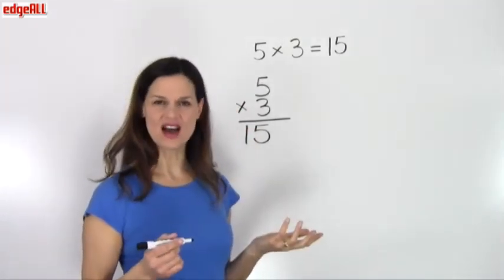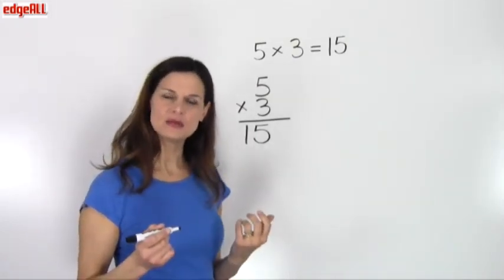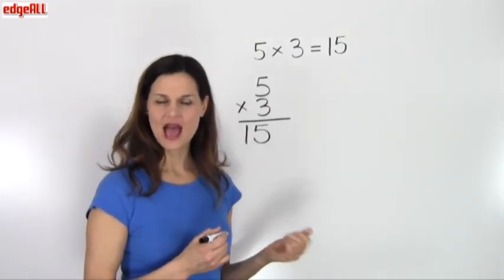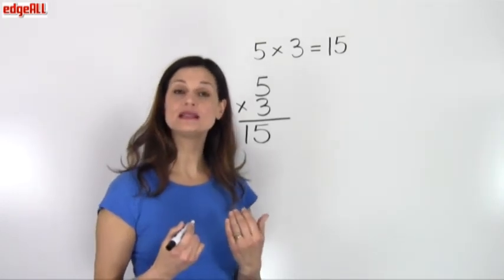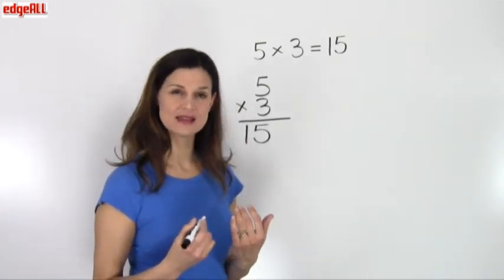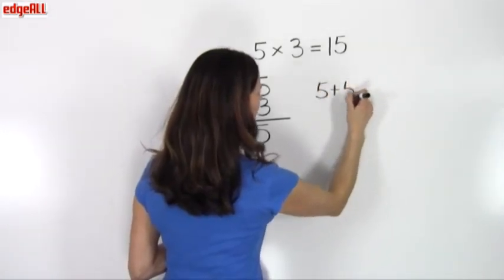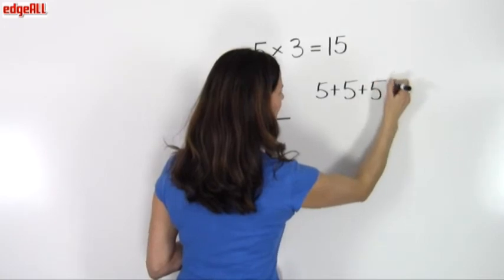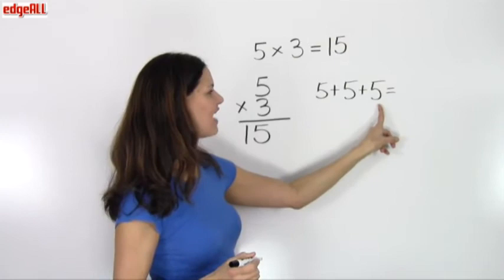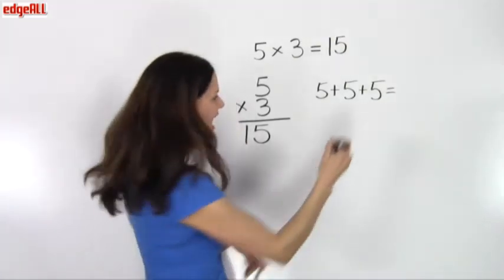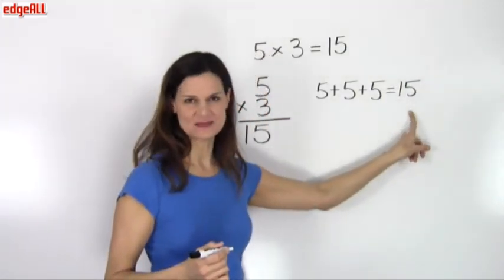Multiplication can also be thought of or worked on using addition. And so if I have a problem like 5 times 3, I could also think of it as 5 added to itself 3 times. So I can say 5 plus 5 plus 5. And I will get my answer. 5 plus 5 is 10. And then add 5 more to that is 15. And you see that we would get the same answer here of 15.